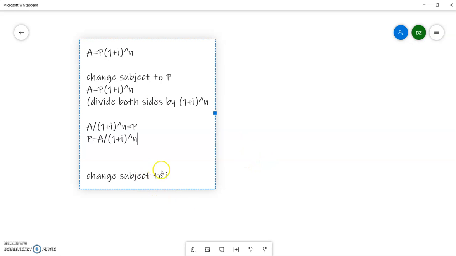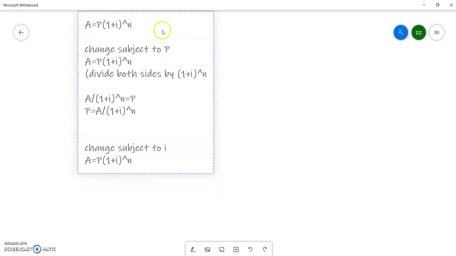Now, the one that learners struggle with the most is when it comes to compound interest and changing the subject to I. So in this case, the scenario would be that they give me how much I have to pay at the end, they give me how much I took out in the beginning, they told me the number of years that it was, but now they want me to know what the interest rate was per annum. So let's look at that by starting with our compound interest formula.